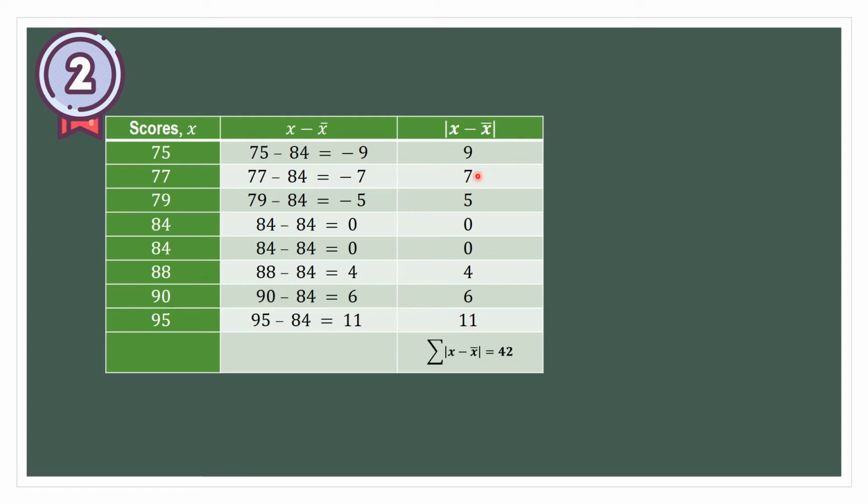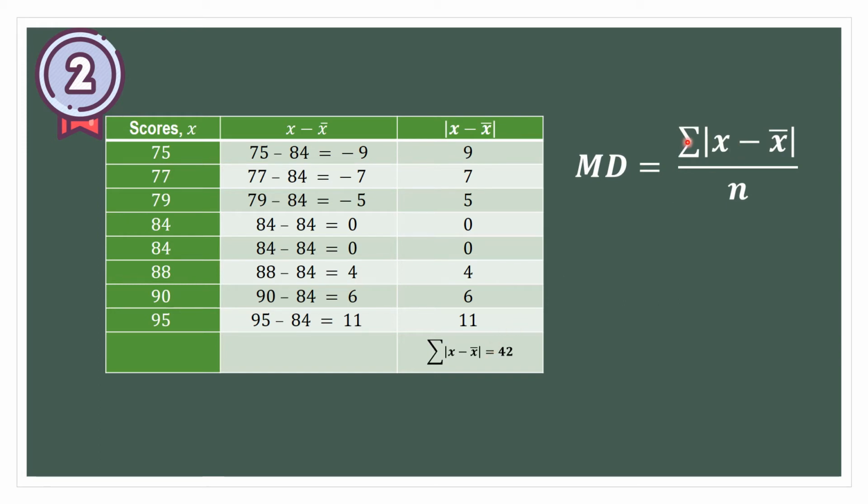Then we are going to find its summation. We add this column: 9 plus 7 plus 5 plus 0 plus 0 plus 4 plus 6 plus 11. The answer here is 42. Then, that's the time we are going to apply the formula.